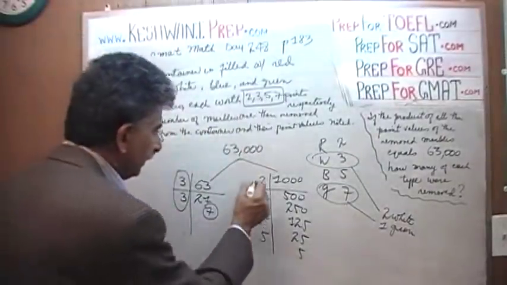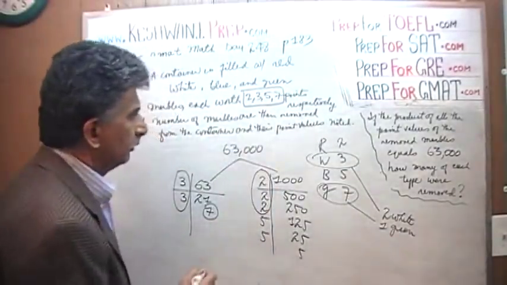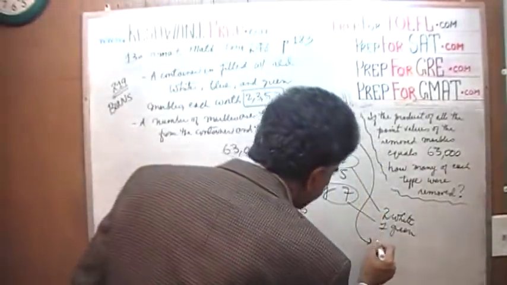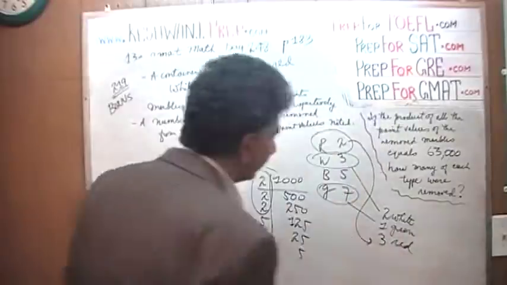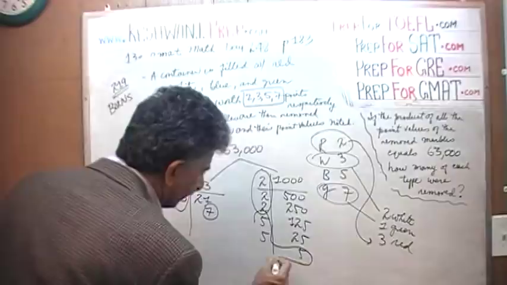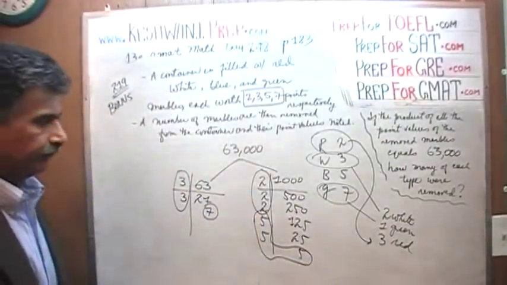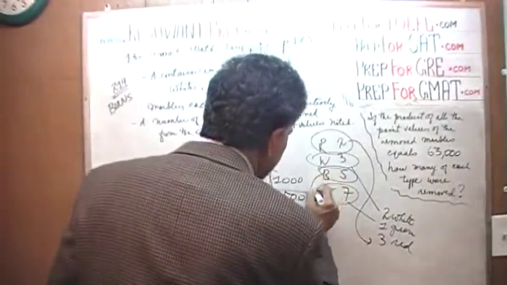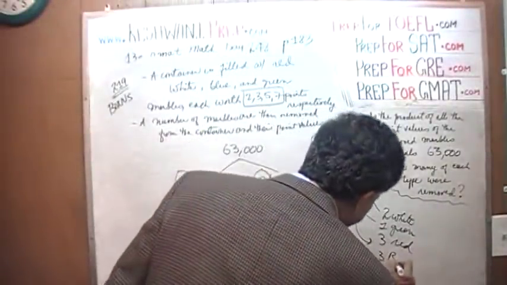And then we have three twos. Well, twos are red ones. We must have removed 3 red ones. And then finally, we have 3 fives. Don't forget this 5 in the corner. We have 3 fives, which means we must have removed 3 of the blue ones.